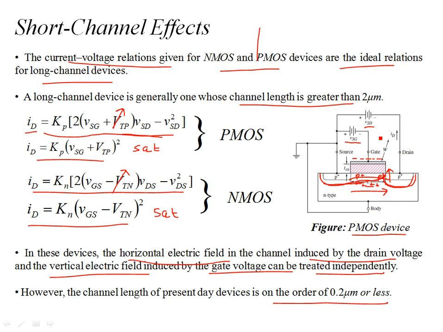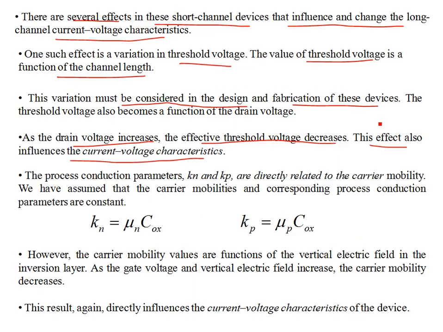So this threshold voltage is now complicated. It is also dependent on the drain voltage, and it is also dependent on the length, which is small, 0.2 micrometers or less. So it's not only the minimum voltage required to produce an inversion layer, but it also depends on what the drain voltage is. Increasing the drain voltage will lower your threshold voltage. You need even less.